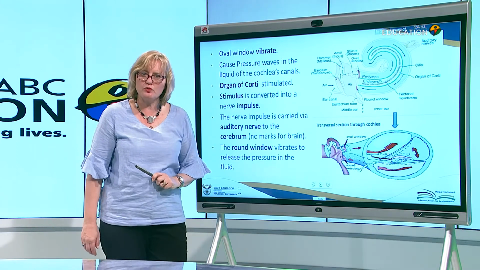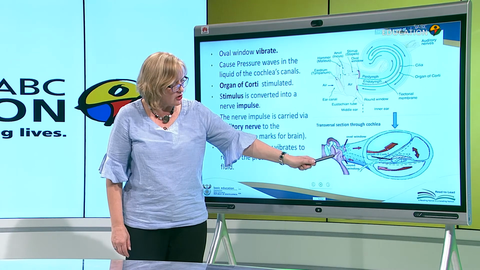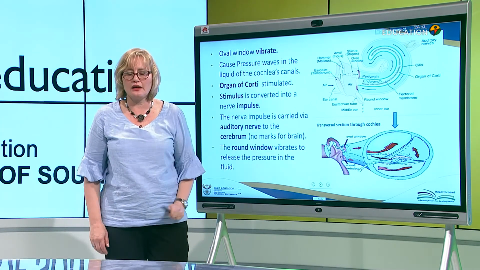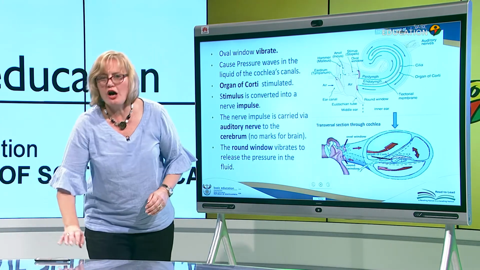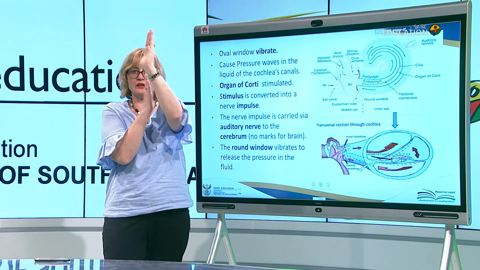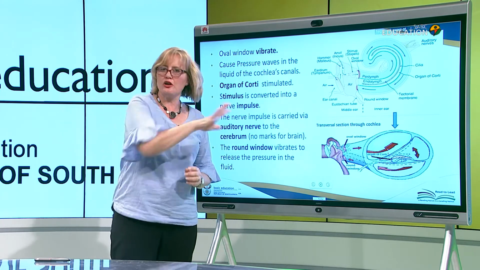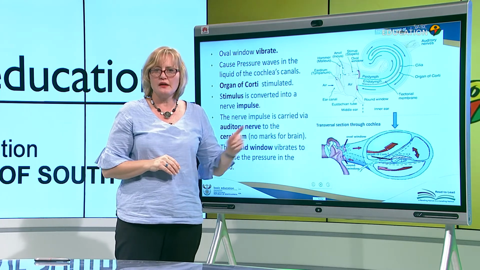So what does the round window do? It also vibrates. Can you see where the dotted lines are at the round window? It's on the outside. So as the oval window goes in, the round window goes out. Right, so they vibrate like this. So the round window gets rid of those pressure waves in that manner.